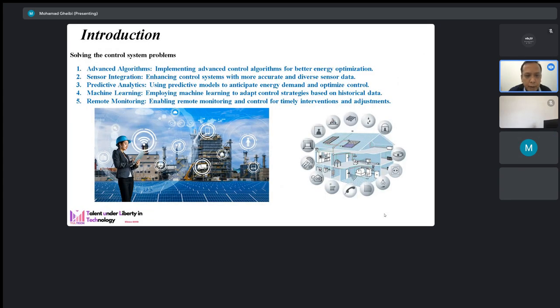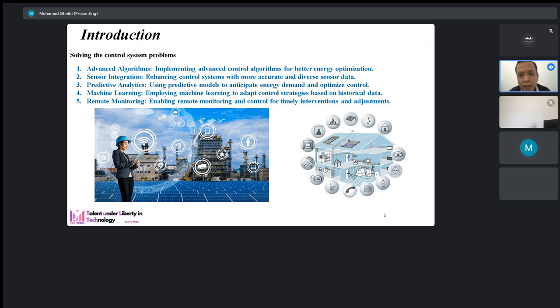This slide covers strategies for addressing control system problems in energy management, focusing on advanced technology and methodology. For advanced algorithms, the adoption of advanced control algorithms is proposed to enhance energy optimization within buildings. These algorithms leverage complex mathematical models and optimization techniques to dynamically adjust energy usage based on real-time data and system parameters. By optimizing control strategy, energy consumption can be minimized without compromising comfort or operational efficiency.